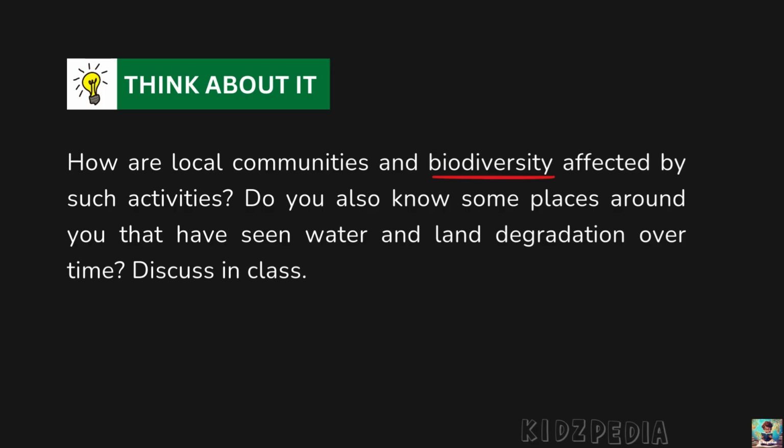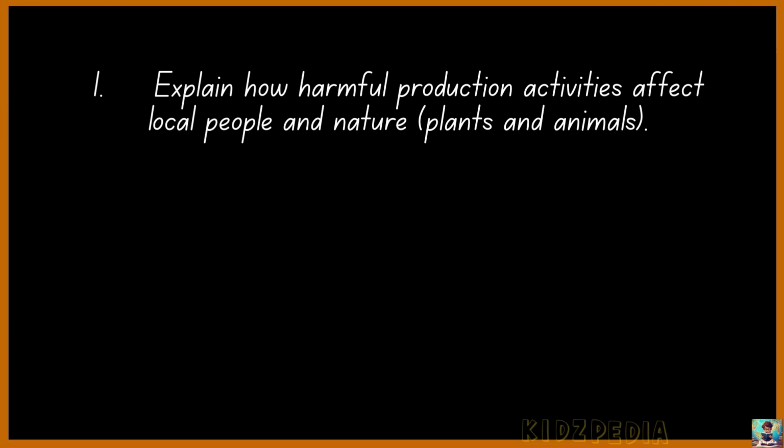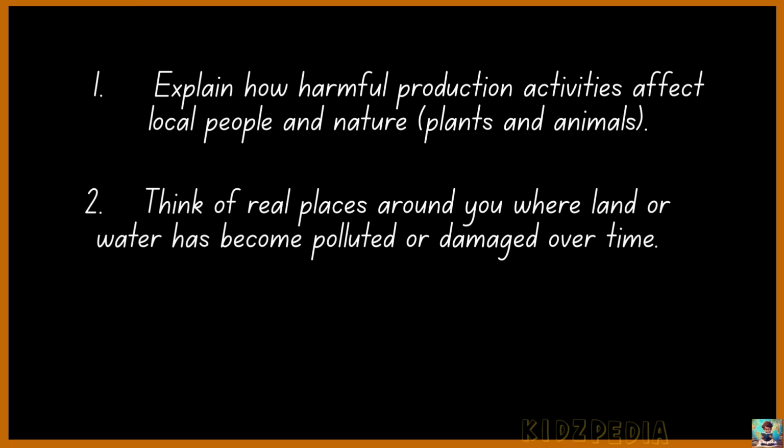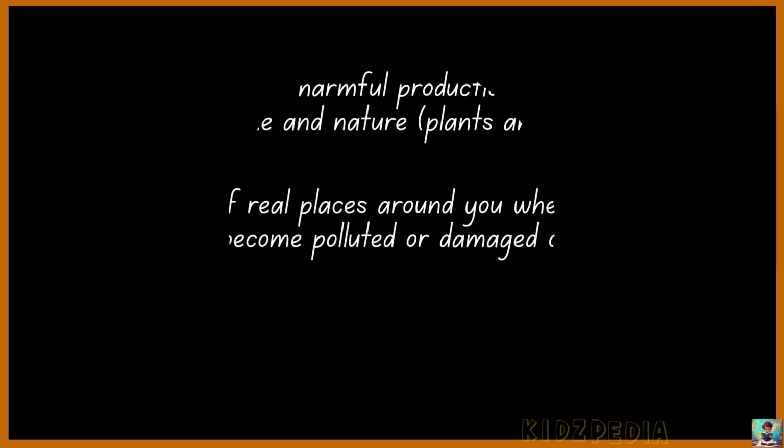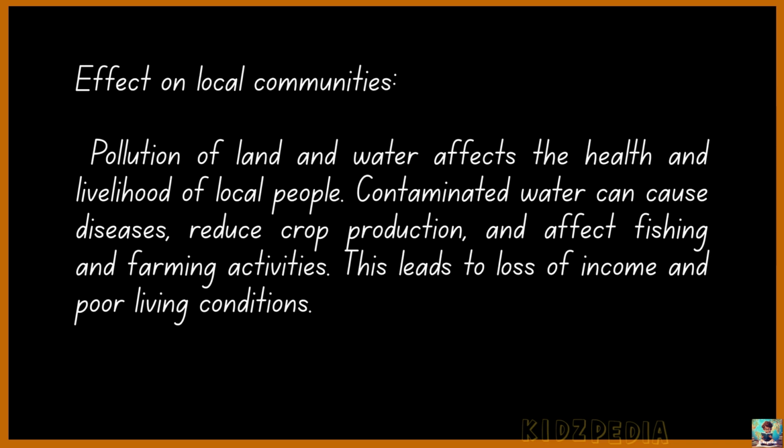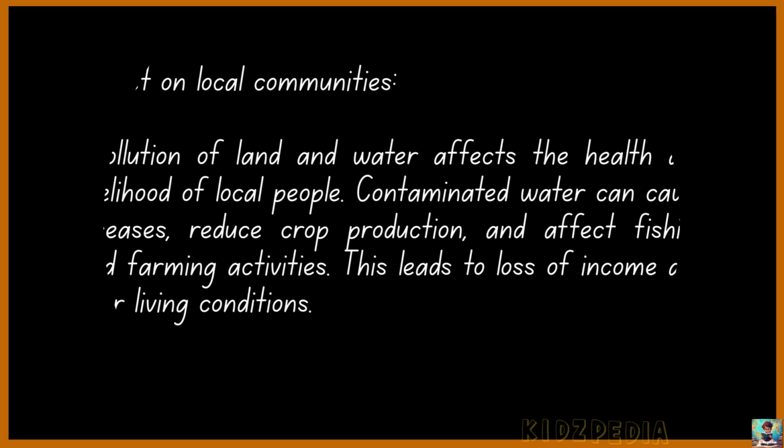So, this question is asking you to do two things. Explain how harmful production activities affect local people and nature. Then, think of real places around you where land or water has become polluted or damaged over time. Sample answer: effect on local communities. Pollution of land and water affects the health and livelihood of local people. Contaminated water can cause diseases, reduce crop production, and affect fishing and farming activities. This leads to loss of income and poor living conditions.